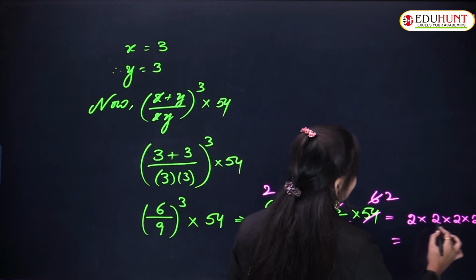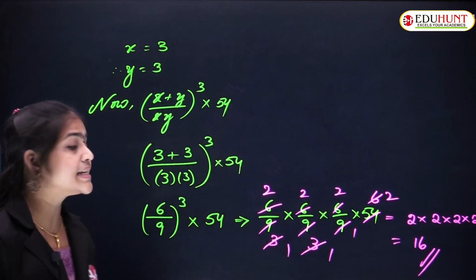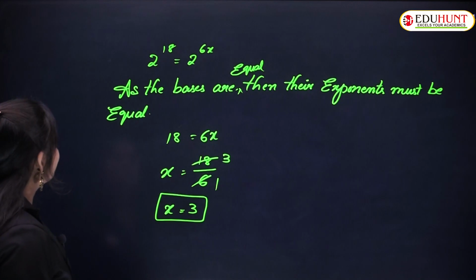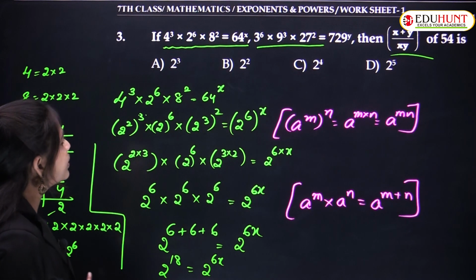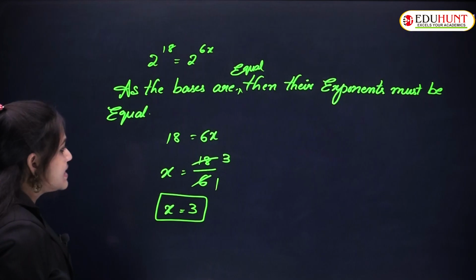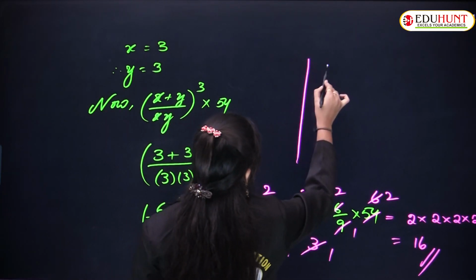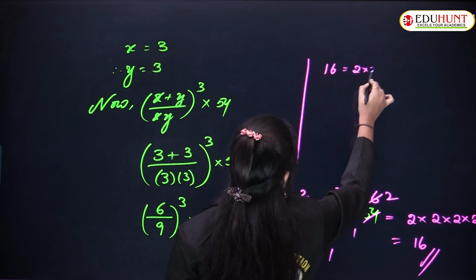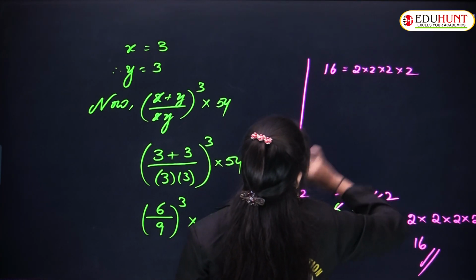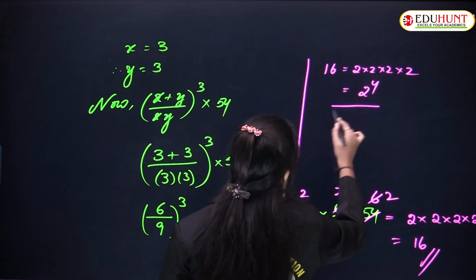Which is equal to 2 2s are 4, 4 2s are 8, 8 2s are 16. Finally, the answer is 16. Step by step, we have to simplify that. Now 16 is given as a power of 2. How can we write 16? 16 we can write as 2 into 2 into 2 into 2, which is equal to 2 power 4.